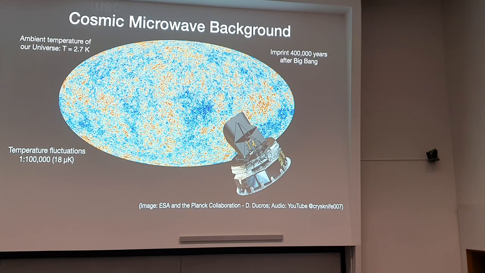And then because our universe expands, that sort of 10,000 degrees has been redshifted through the expansion of the universe, has been diluted. So our universe cooled down, and that 10,000 degrees has now turned into about 2.7 degrees these days. And so that's the temperature of the universe, basically.